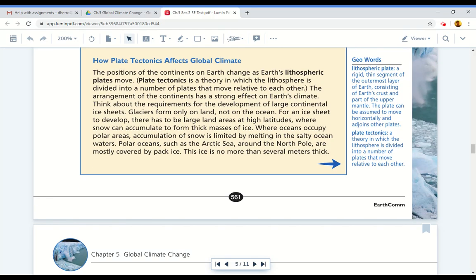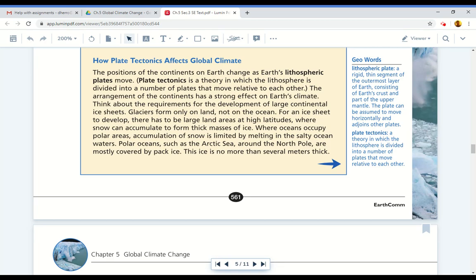How plate tectonics affect global climate. The positions of the continents on Earth change as Earth's lithospheric plates move. The arrangement of the continents has a strong effect on Earth's climate. Think about the requirements for the development of large continental ice sheets. Glaciers form only on land, not on the ocean. For an ice sheet to develop, there has to be large land areas at high latitudes where snow can accumulate to form thick masses of ice.